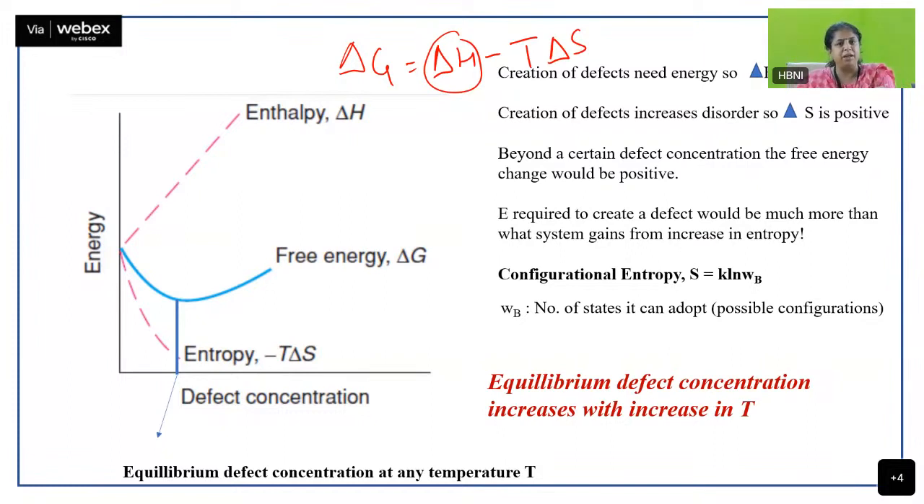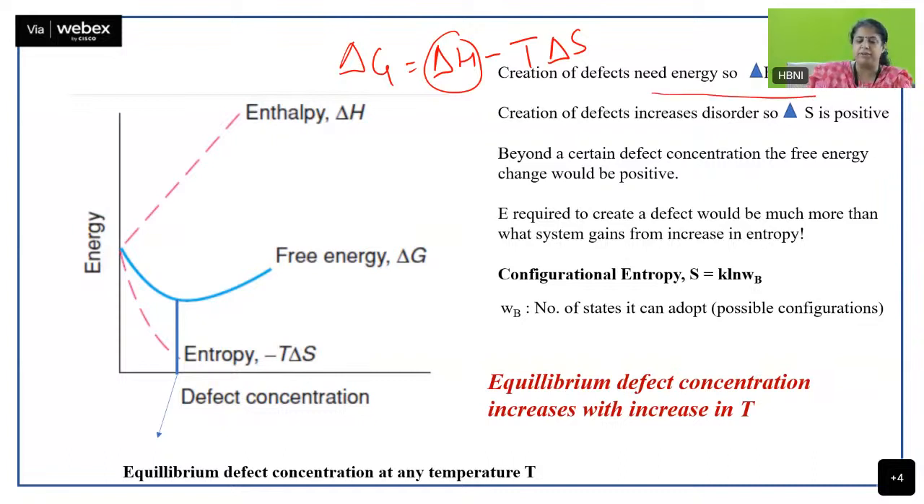You can remove it from here, you can remove it from that position, from this position. So this freedom that you have to remove any atom is actually called the configurational entropy. That is the number of states it can adopt. Okay. Now, what I would talk about right now is that creation of a defect will need energy.